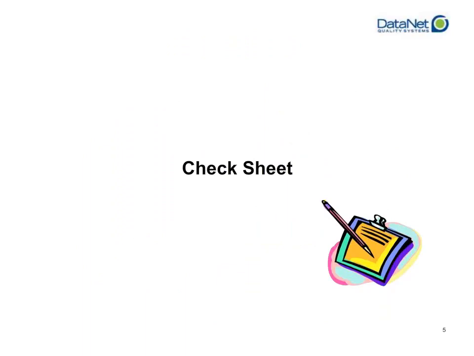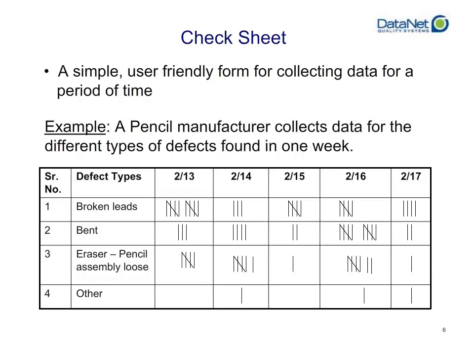So the first tool that we're going to cover is the check sheet. So what is a check sheet? It's a simple, user-friendly form of collecting data for a period of time. It's literally a piece of paper that you record defects over the course of some period of time, be it a day or a week or a month.